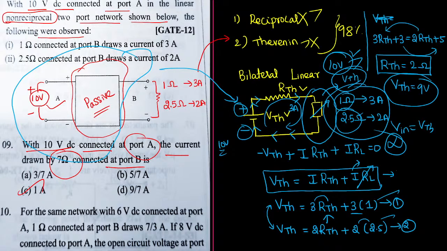This is the correct answer for the given question. Now the second question is for the same network with the 6 voltage DC is connected at port A.